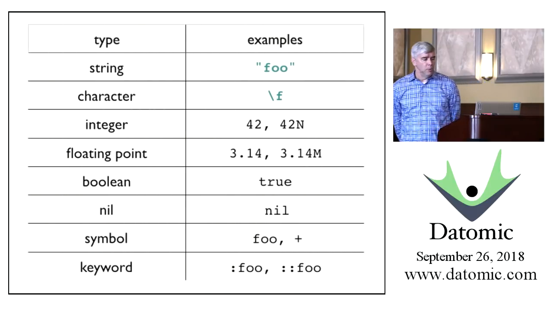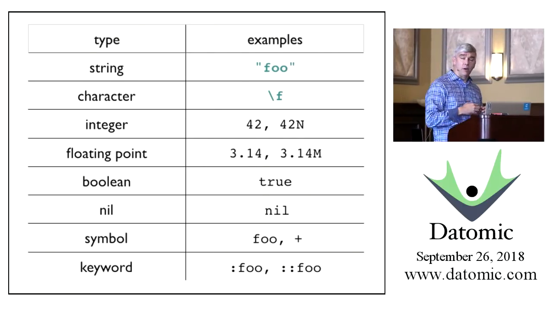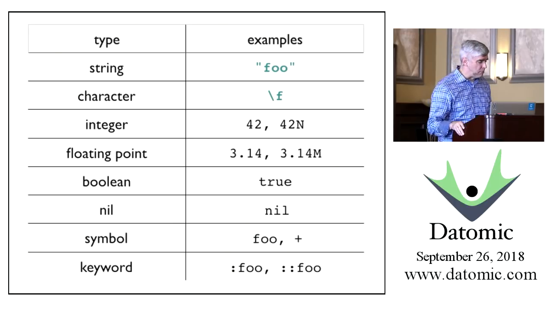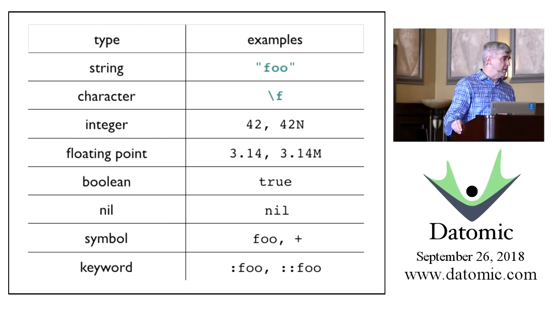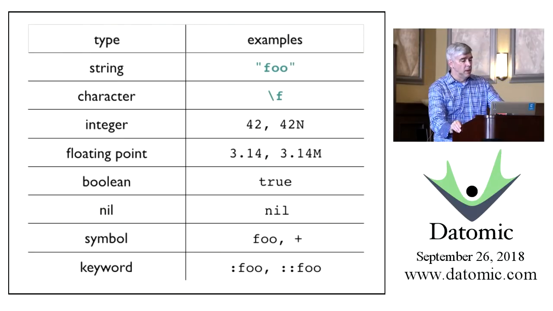So the base types in EDN include strings, which are inside double quotes, like the string foo, characters, which are preceded by backslash, so here the backslash f, the letter F. There are integers, both platform limited, so just a number, and arbitrary size. So the capital N means the equivalent of a Java big integer. There are floating point numbers, again, platform limited. 3.14 is a Java double, and 3.14M is a Java big decimal. There are Booleans. I only listed one, so you'll have to guess what the other one is. There is a value that represents nothing, which is nil.